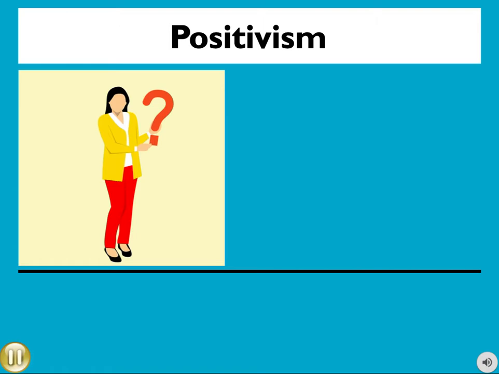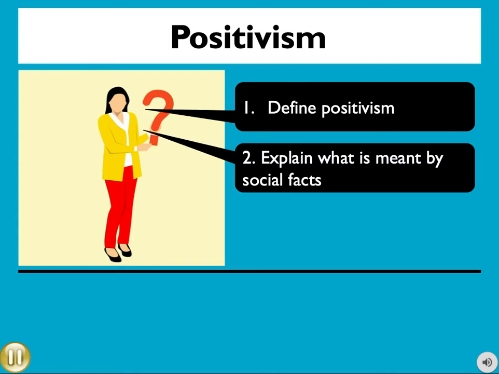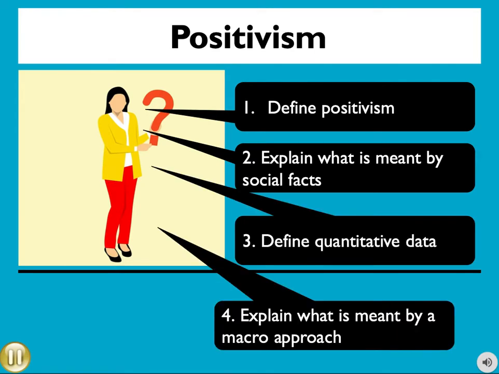To check your knowledge of this, press pause and complete the following questions, writing your answers down. To start with, number one, define positivism. Remember, you can, if you need to, rewind as necessary. Number two, number three, and number four. Remember to press pause and answer these questions now.